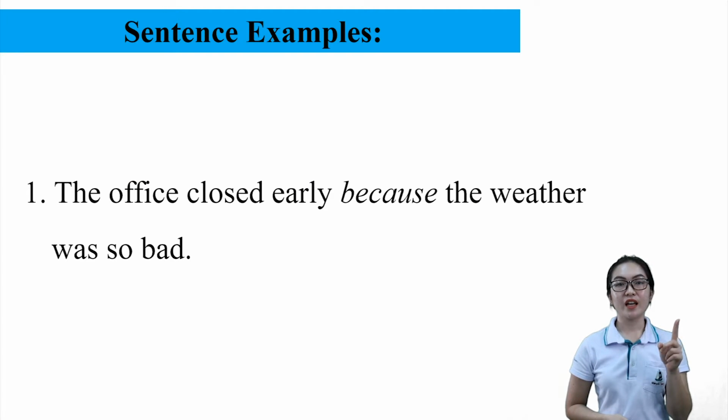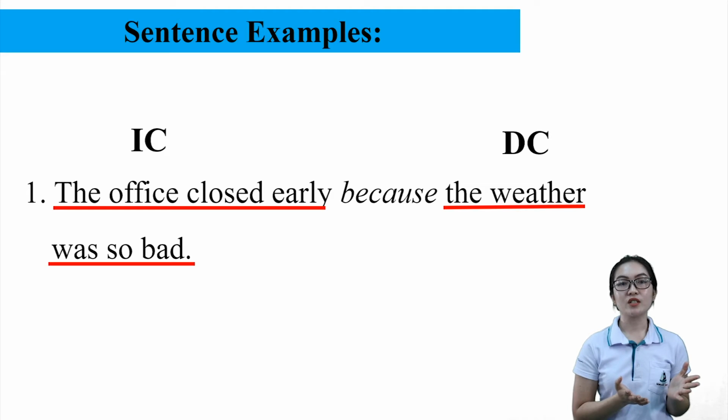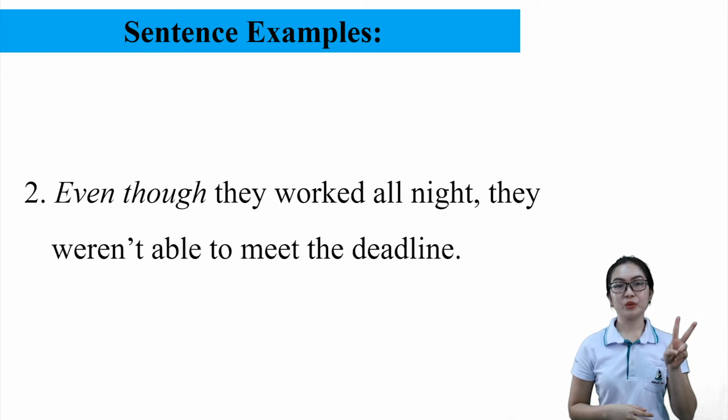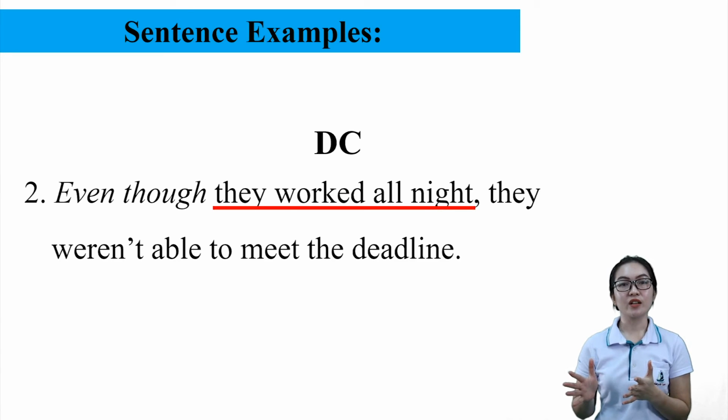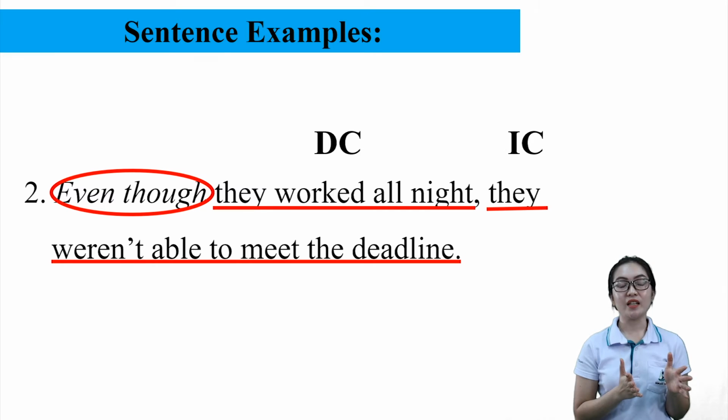Number 1. The office closed early because the weather was so bad. The sentence is composed of an independent clause first, then the dependent clause, which is introduced by the conjunction because. Number 2. Even though they worked all night, they weren't able to meet the deadline. This sentence started with a dependent clause introduced by the conjunction even though, then an independent clause.